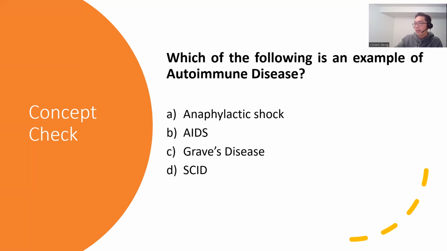All right, I think I'm gonna close the poll. Hopefully you chose Graves' disease. Okay, anaphylactic shock is allergies. These 2 are immunodeficiencies.